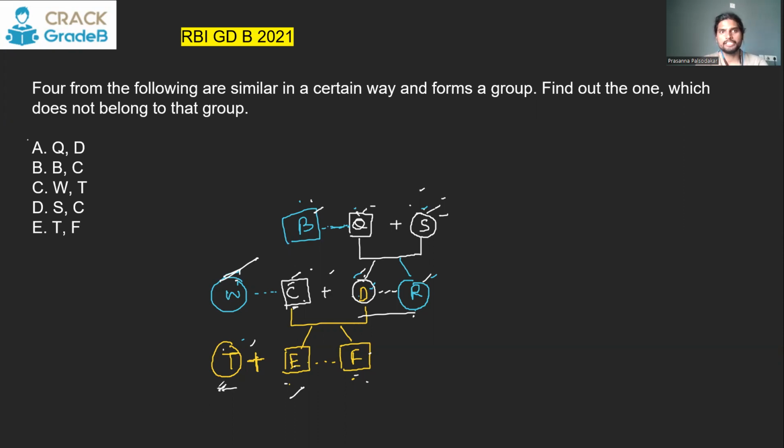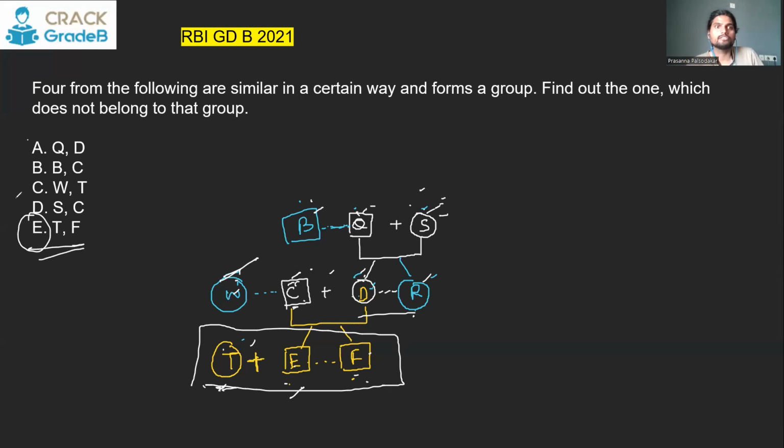So if you now think about the genders, T and F, different gender. S and C, different gender. W and T, same gender. B and C, same gender. Q and D, they can have different genders. So now if you think about the generations, Q and D, different generations. B and C, different generations. W and T, different generations. S and C, different generations. T and F, they belong to the same generation. So that means T and F is the answer that does not belong to the group.